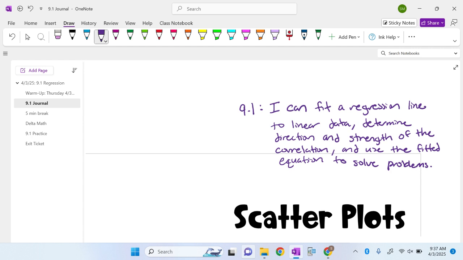Embry. Kind of, sort of. Elise, what do you got? It's the points that make the lines for a scatter plot that makes it linear. Kind of. Anyone else know what a scatter plot is?